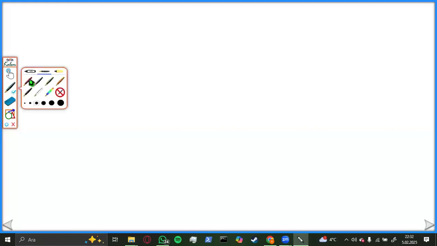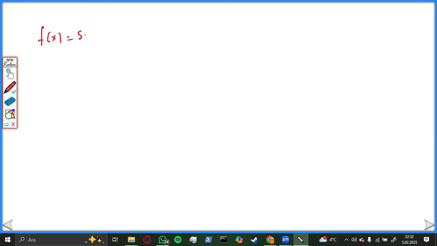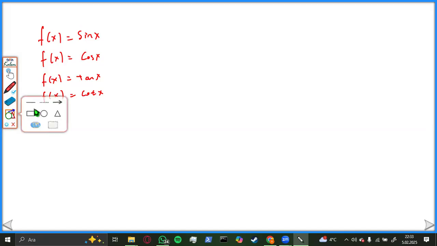Okay, today let's start with trigonometric functions and their graphs. As you know, the simple trigonometric functions are f(x) equals sine x, or f(x) equals tangent x, or you don't see it in general, but you can also see cotangent x. Okay, so let me show you some graphs of those functions.